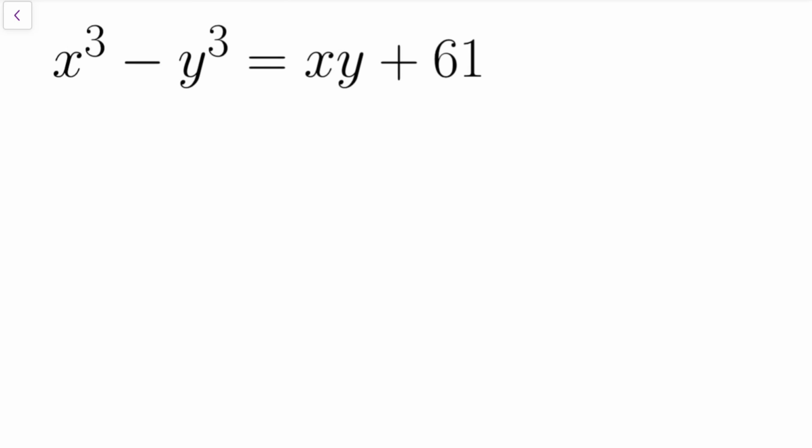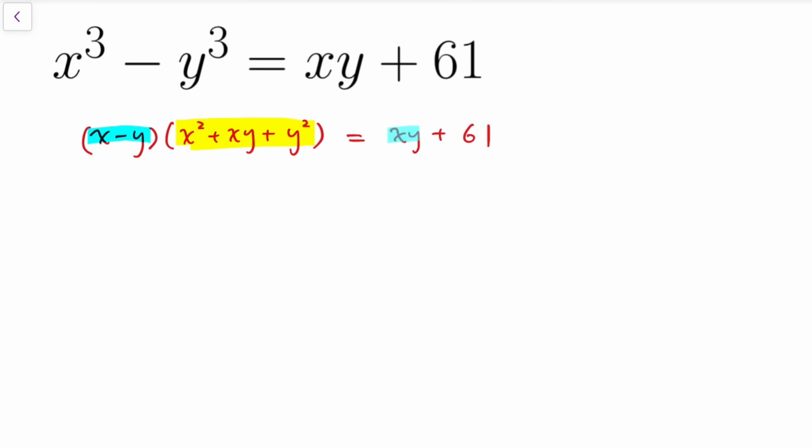My first step will be to factorize the left side, which gives (x minus y) multiplied by (x squared plus xy plus y squared) equals xy plus 61. Furthermore, I'm going to write the expression x squared plus xy plus y squared in terms of the other two, x minus y and xy, which is (x minus y) all squared plus 3xy. So this part multiplied by (x minus y) would equal xy plus 61.